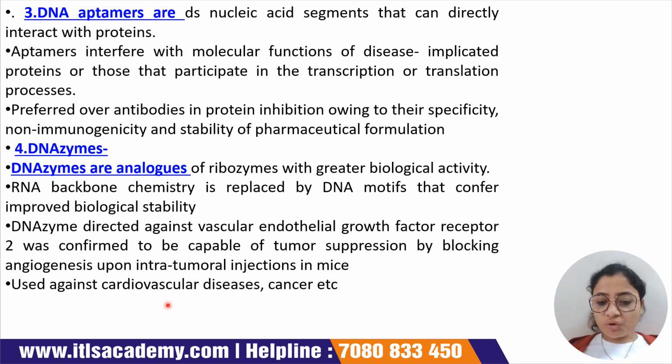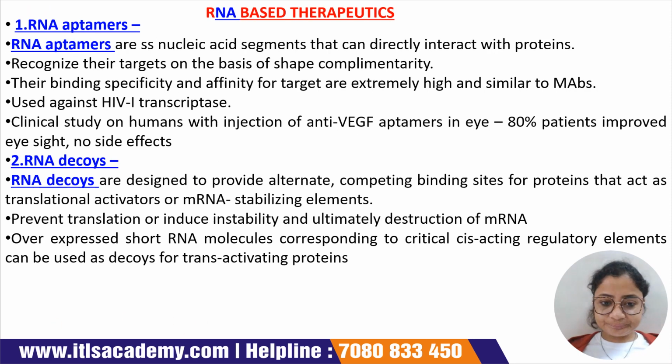Genesis means formation and angio means new blood vessels, which is seen in case of tumors, particularly cancerous tumors. So if we can utilize these DNA enzymes to inhibit the process of angiogenesis, then automatically the tumors will be suppressed, and it is also used against cardiovascular diseases and cancer.